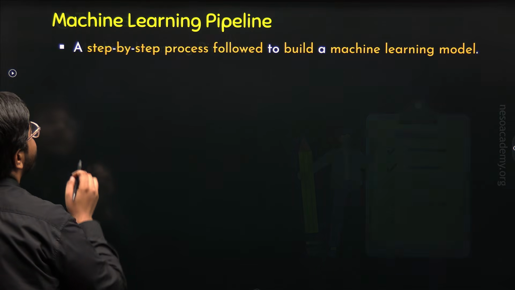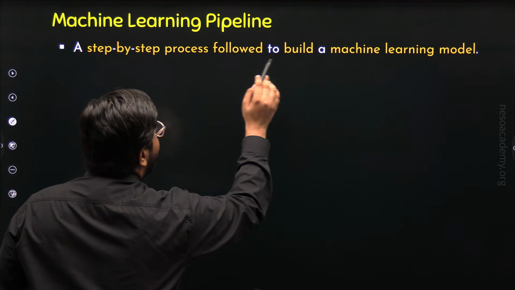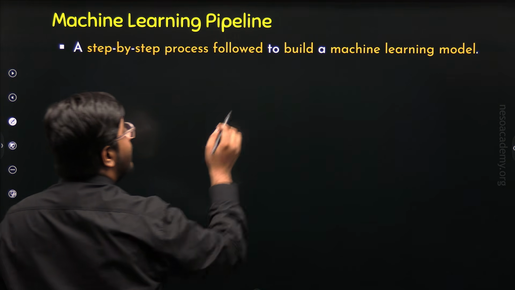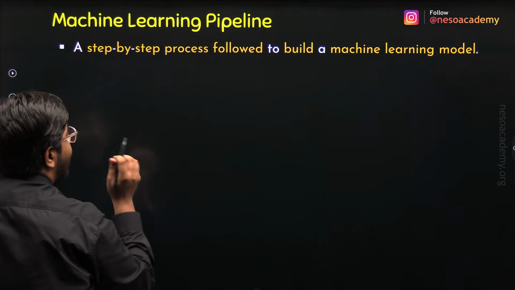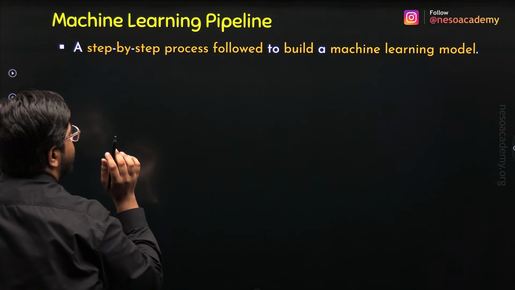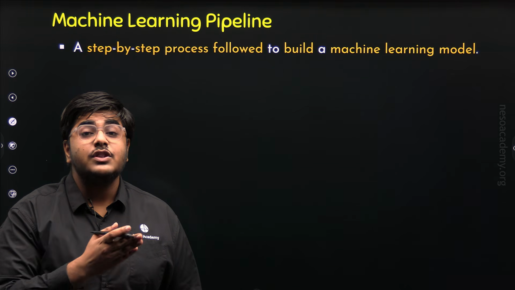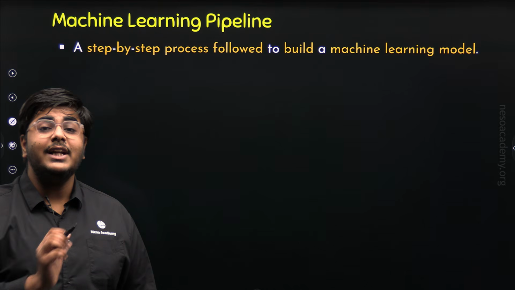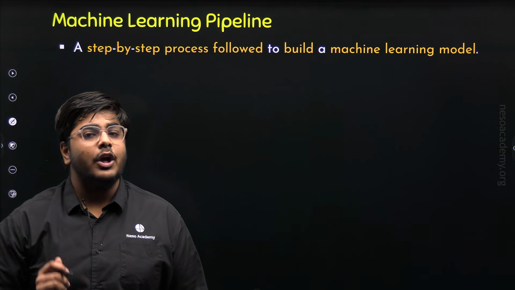Let's get started. Machine learning pipeline is a step-by-step process followed to build a machine learning model. What does that mean? It means to build a machine learning model, we need to follow a step-by-step process. And that step-by-step process is known as machine learning pipeline. For example, when we cook food, we follow some steps. When we solve a mathematical problem, we follow some steps. Similarly, in machine learning also, we follow a proper sequence of steps to build a machine learning model.